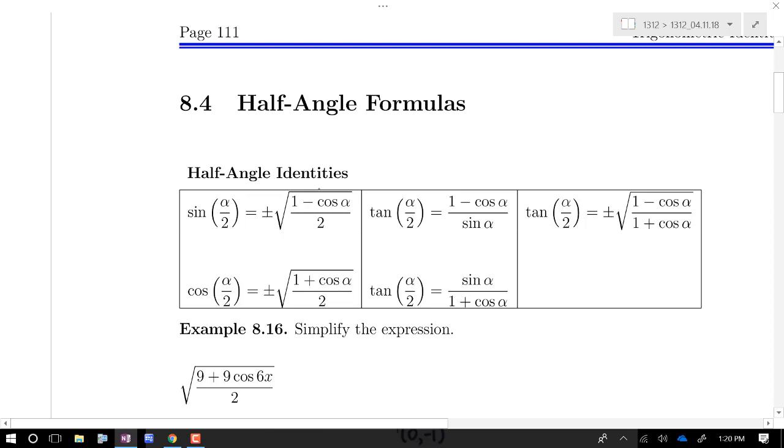Our last group of identities. These are the half-angle identities. They allow us to write out or find the value of sine or cosine or tangent of half an angle if we know something about the angle itself.